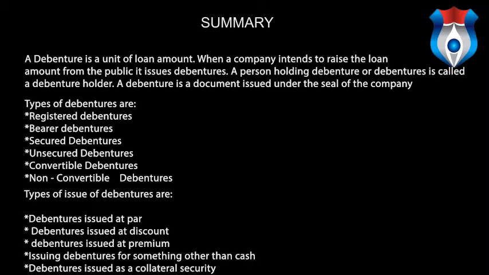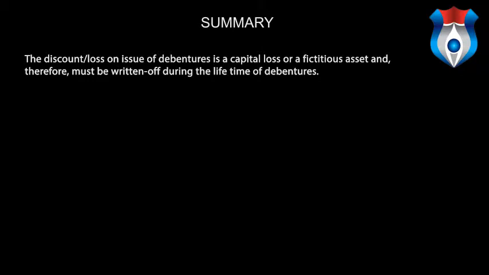Types of issue of debentures are debentures issued at par, debentures issued at discount, debentures issued at premium, issuing debentures for something other than cash, and debentures issued as a collateral security. The discount or loss on issue of debentures is a capital loss or a fictitious asset and therefore must be written off during the lifetime of debentures.